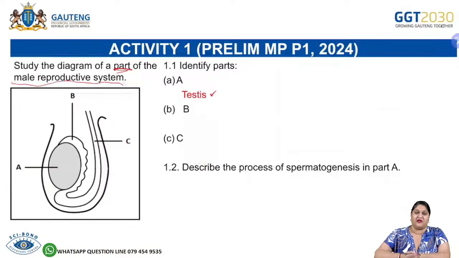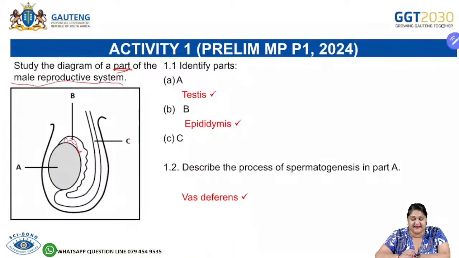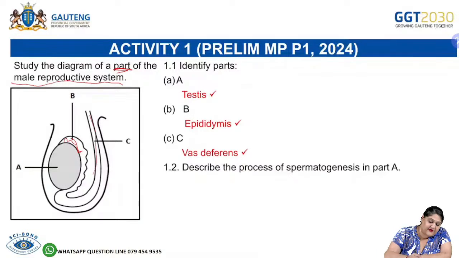Yes, and what is part B? B is the epididymis, and C is the vas deferens. Okay, so that is the one over here that I was showing you in the previous picture.